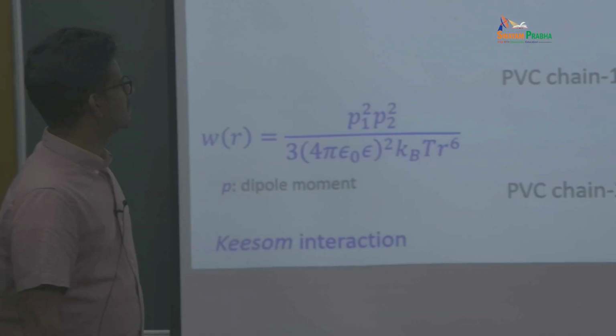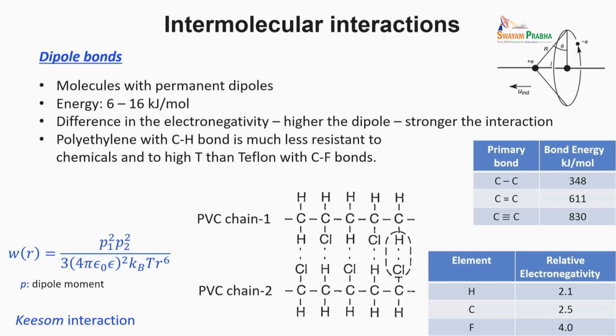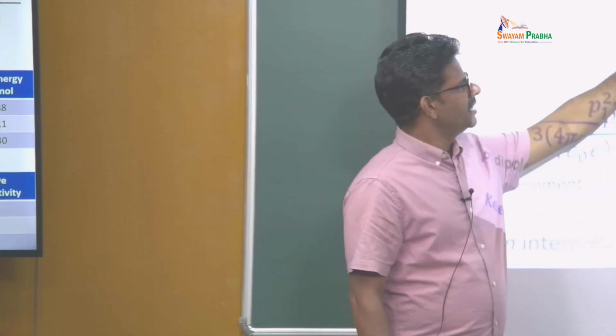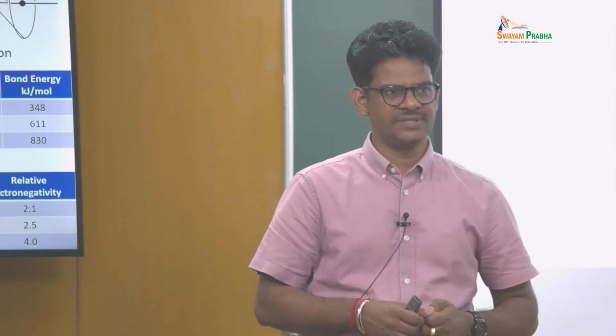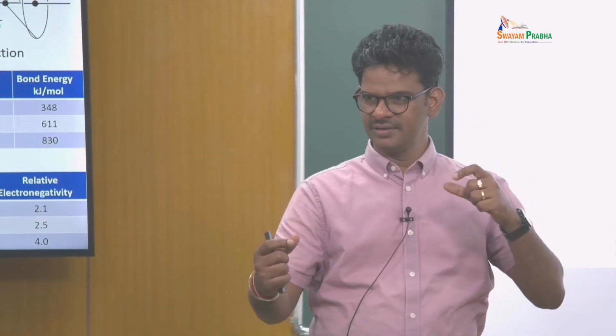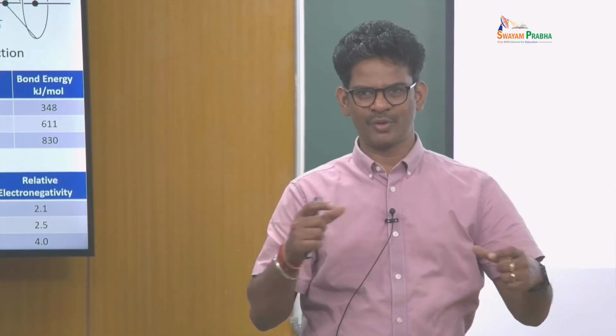So that's what I'm trying to say: a polyethylene polymer, which is predominantly CH-based bonds, will have much lesser resistance to heat and temperature, or even solvents at high temperature, than Teflon. Teflon is a polymer which has CF bonds. Hydrogen is replaced with fluorine, so you have CF. Between polyethylene and Teflon, you have a huge difference in mechanical property.